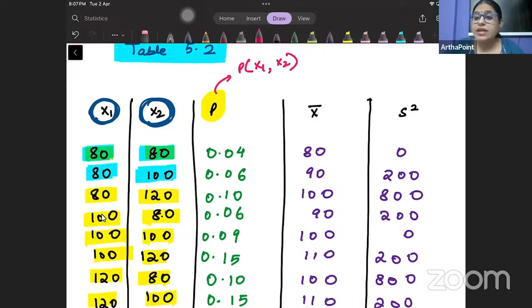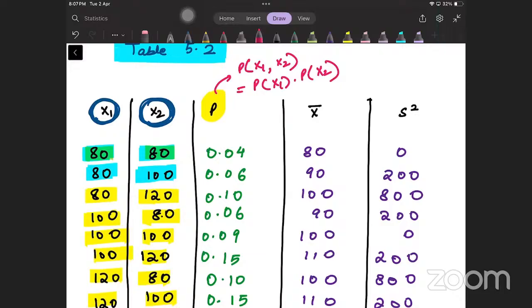But since these are independent events, choosing the first one is independent of choosing the second one. That is why in this case, this is simply equal to probability of x1 into probability of x2. हमने simply इन दोनों को multiply कर दिया. Why have I multiplied simply? I have multiplied it directly because, beta, these are independent events. So you can go ahead and simply multiply them. ठीक है जी. तो this is what I have gone ahead and done in this case.